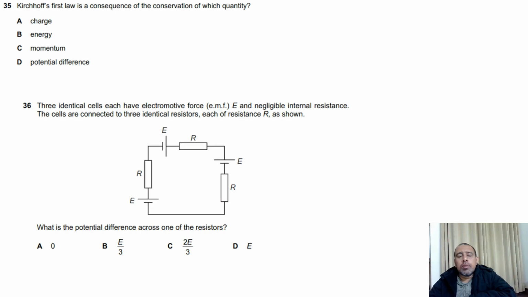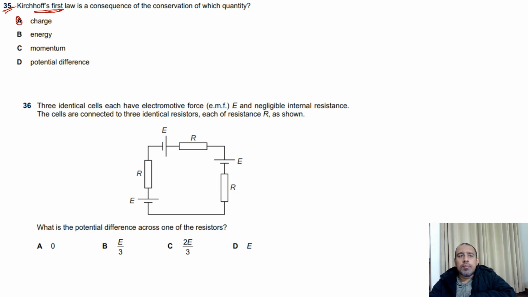Kirchhoff's first law is the consequence of the conservation of a physical quantity. Kirchhoff's first law follows the law of conservation of charge. So which physical quantity is going to be conserved? Charge is always conserved in Kirchhoff's first law, and in Kirchhoff's second law, the voltage is conserved, meaning the energy is conserved, W by Q.